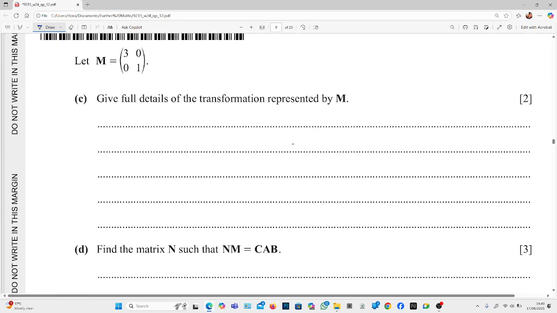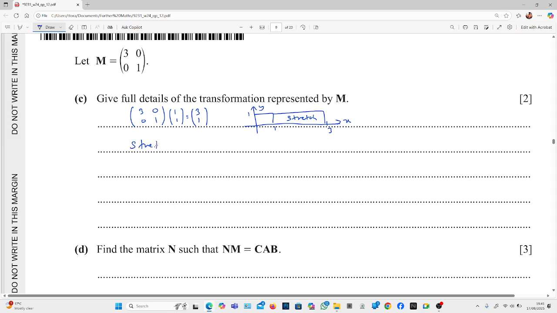The third part of the question, we need to give full details of the transformation M. When we look at this transformation over here, we have 3, 0, 0, 1. We can test this through the unit square. Let's say this is 1, 1, and if I were to multiply this by 1, 1 over here, it's going to turn out to be 3 and then 1. So this comes here 3, and it looks like a stretch to me, and it is a stretch which is parallel to the x-axis.